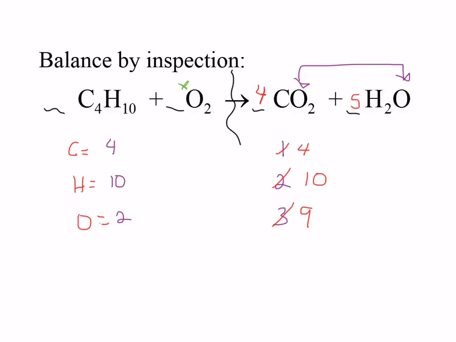hydrogens. So by my count, I should have put a check mark in front of the carbon and a check mark in front of hydrogen. By my count, those two are balanced. Let's see, we need to update our oxygens, don't we, since we put a 5 there. So it looks like I have 8 plus 5 or 13. So instead of 9, now I've got 13 oxygens.